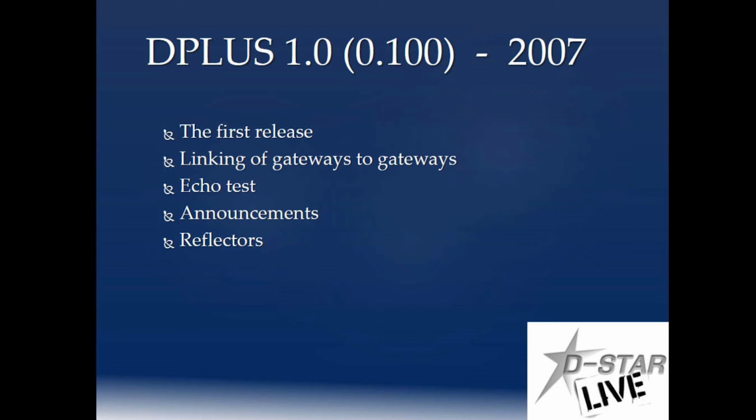In 2007, I released D+, the first version, which was basically 1.0. It was really 0.100, in keeping with the way Linux was released. There was a 0 release, several 0 releases. And that added functionality of being able to link the systems together.